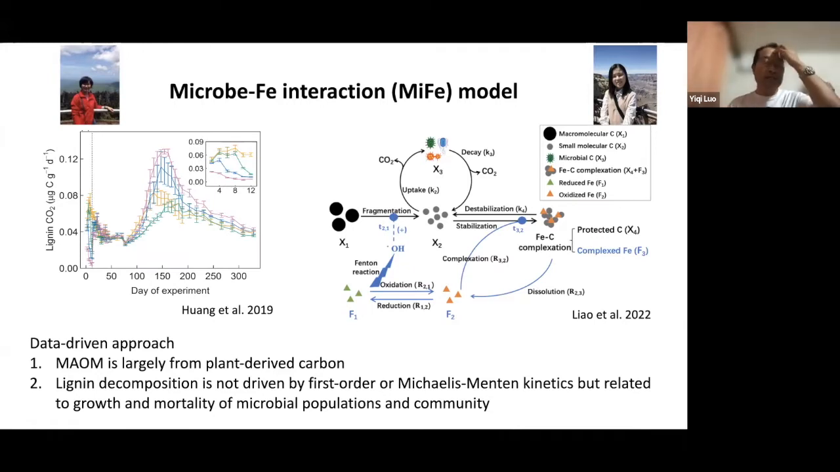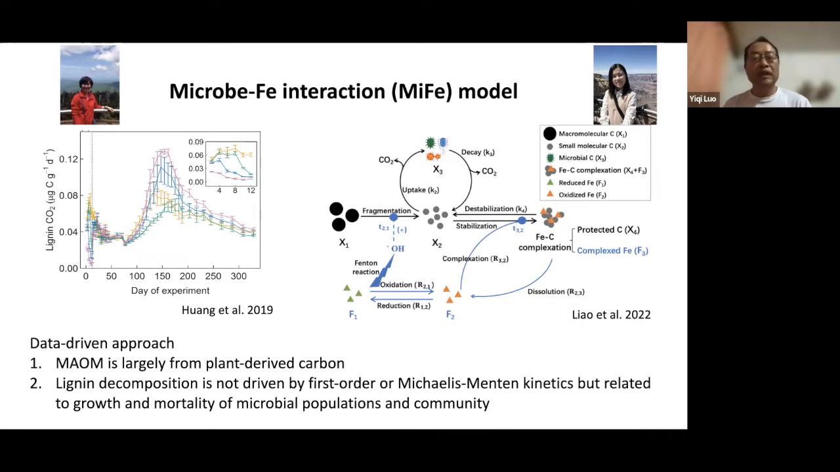Our analysis basically draws two conclusions. One is that mineral-associated organic carbon actually is largely from plant-derived carbon, at least for this particular study. And the second is that lignin decomposition is not driven by first order or Michaelis-Menten kinetics, but is related to growth and the mortality of microbial populations and the community.